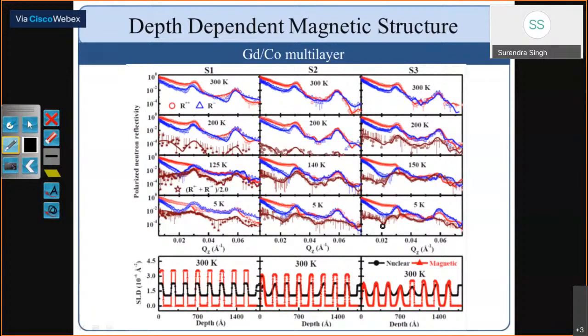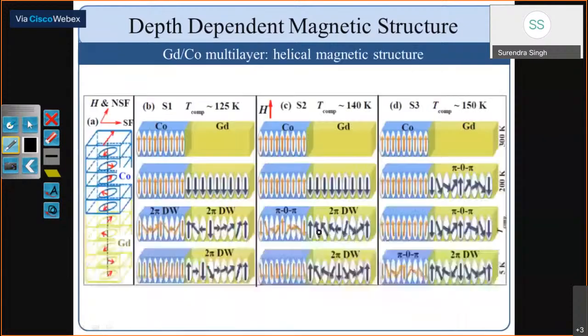From this analysis, because below the compensation temperature we have this spin flip part, what we have got is this kind of magnetic structure. This is one bilayer of Gd and cobalt, and you see the magnetic moment, how the in-plane magnetic moment is arranged.